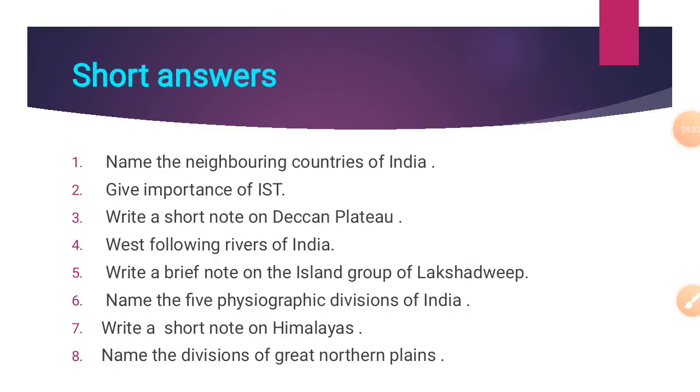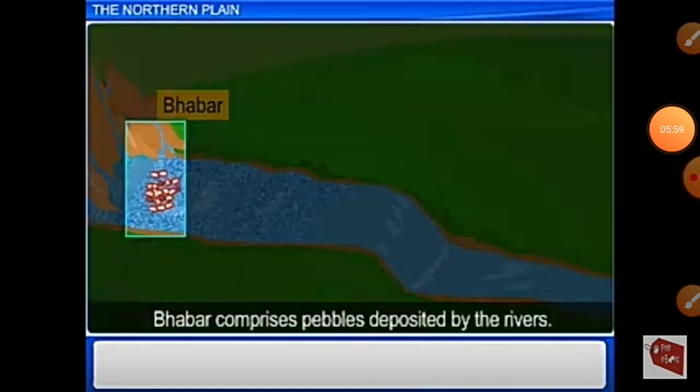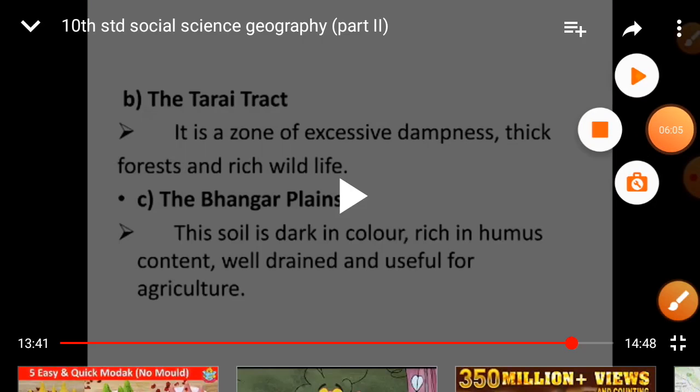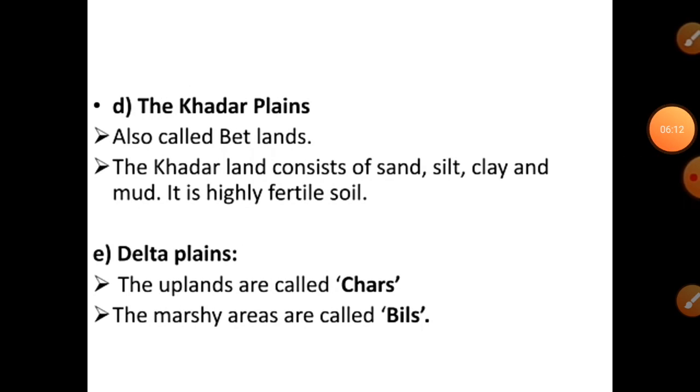The last question is, name the divisions of the Great Northern Plain. They are Bhabar Plain, Tarai Plain, Bangar Plain, Khadar Plains and Delta Plains.